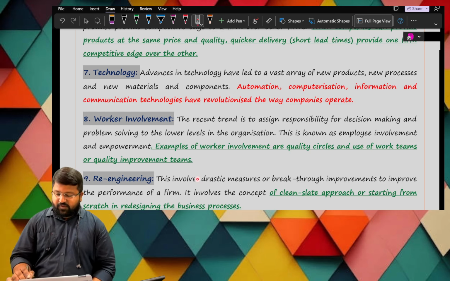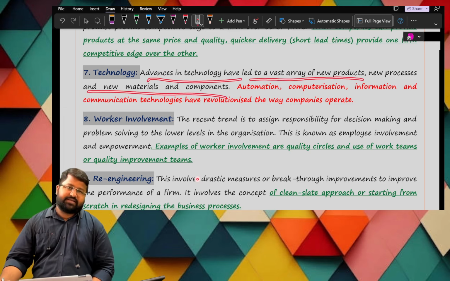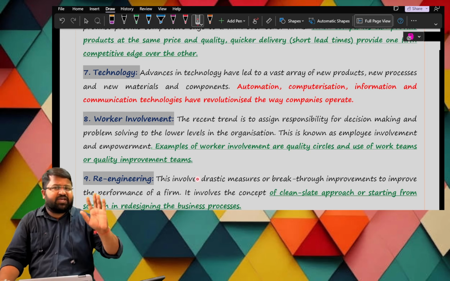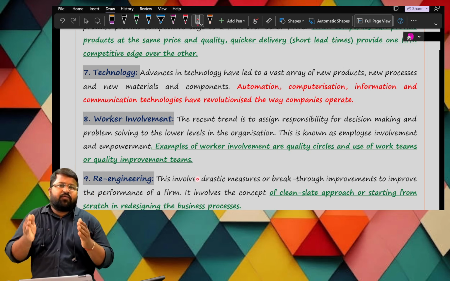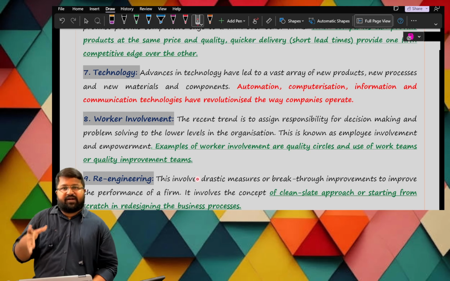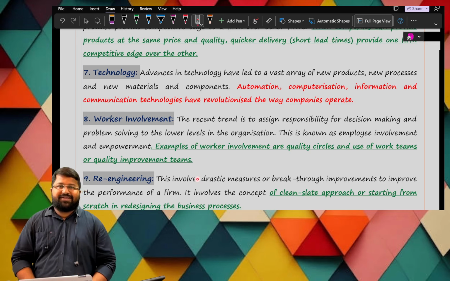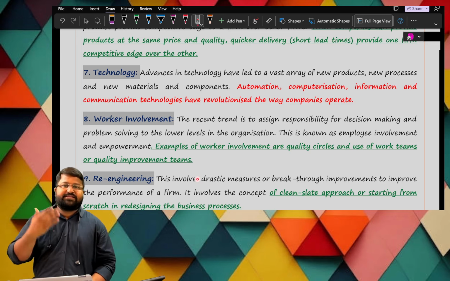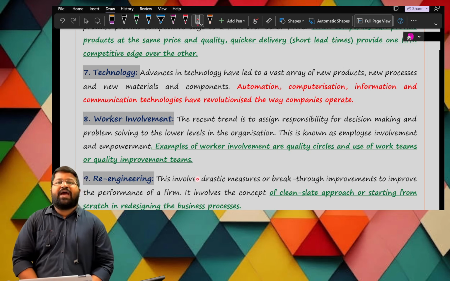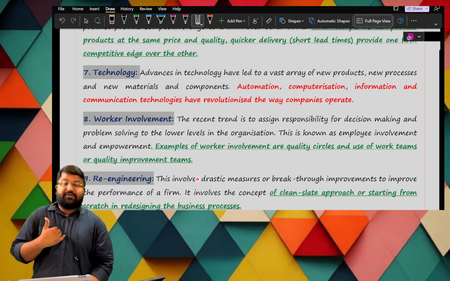Advances in technology have led to a vast array of new products, new processes, new materials, and new components. There is change, and because of the change, raw material has changed a lot. For example, I have an old technology of bullock carts. I have started a transportation business and I'm using bullock carts, and my competitor is using automatic vehicles, automobiles. Who will have success now? He is using the latest technology, I'm using old technology. Sir, old is gold.